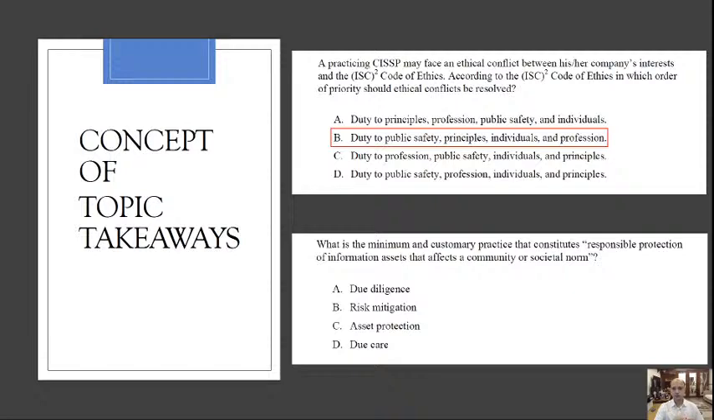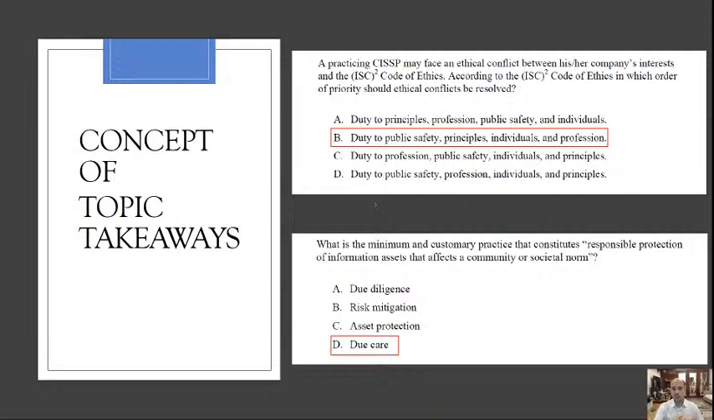What is the minimum and customary practice that constitutes responsible protection of information assets that affects a community or societal norm, right? So if you have already gone through the concept of due diligence and due care, it is a language difference only. If you change this particular language to normally, then it is the prudent man rule itself, and you can say this is due care, right?